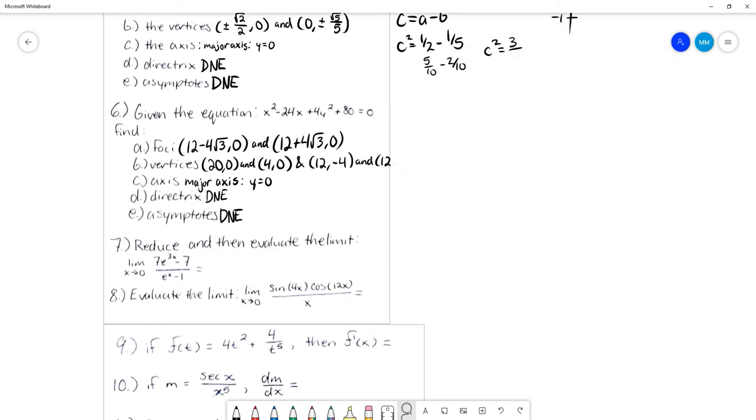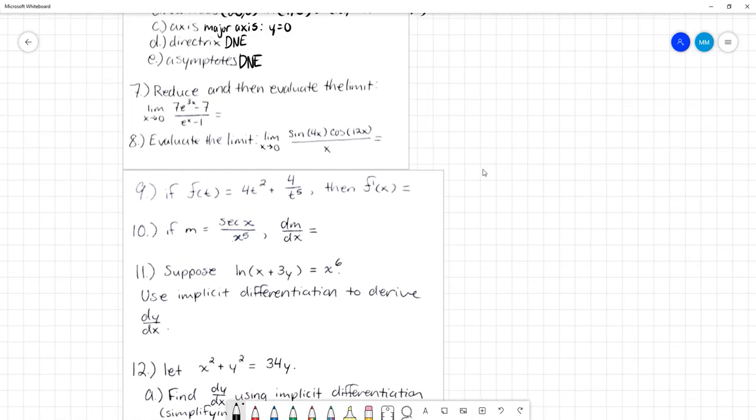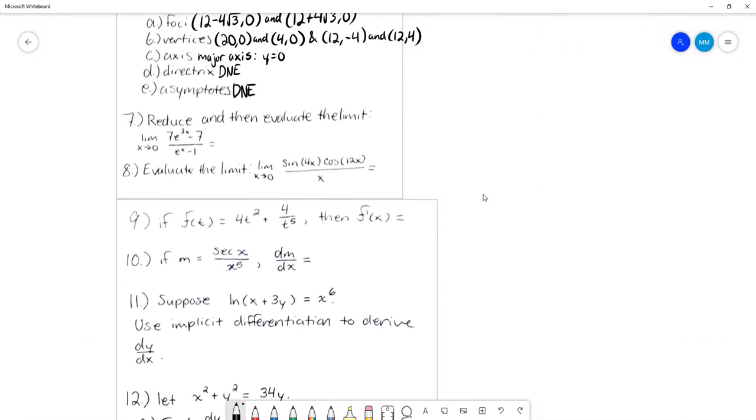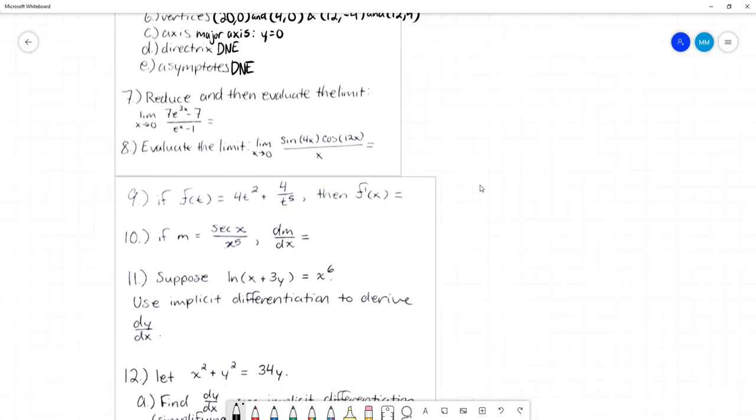The next questions on this homework are not on our conic sections. This is stuff we should know by now, but always good to review. So we've got some limits here. So they want us to reduce this limit and evaluate it.